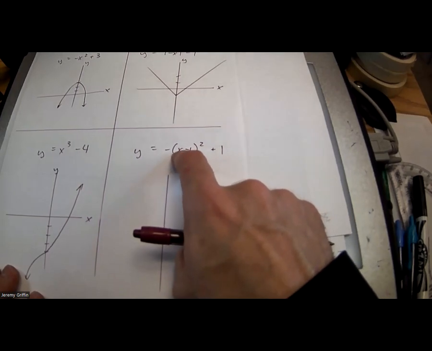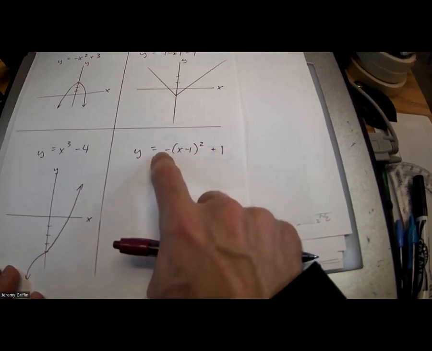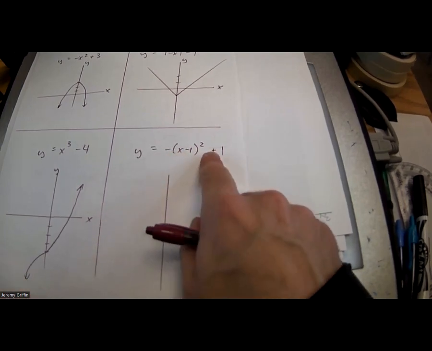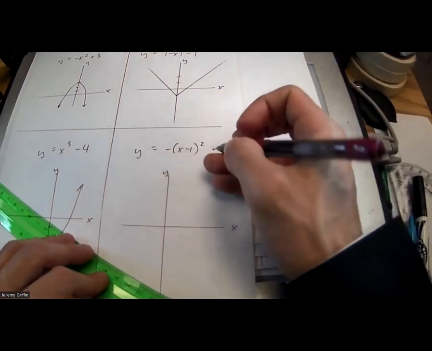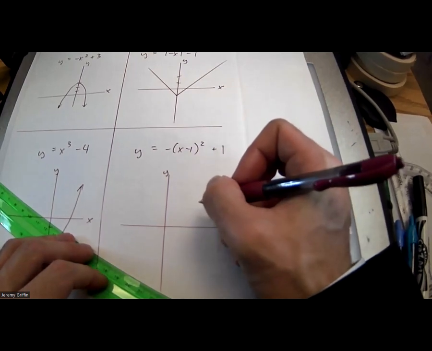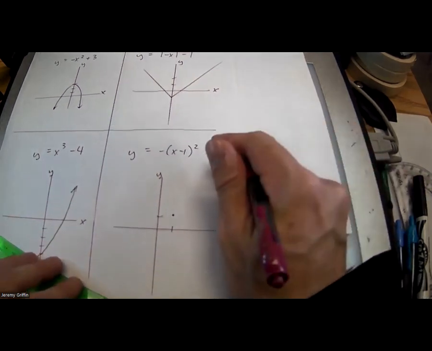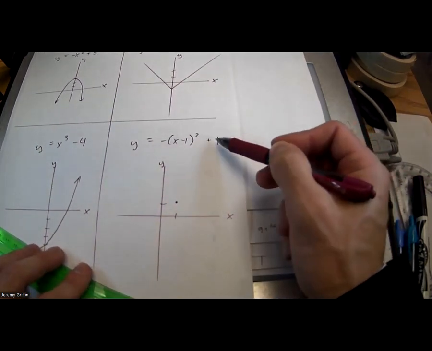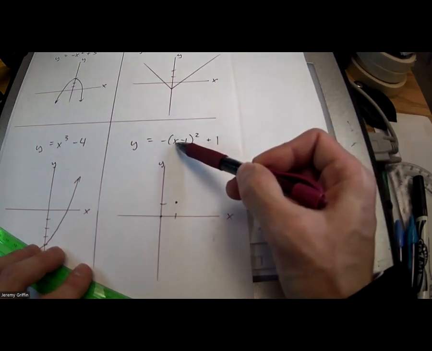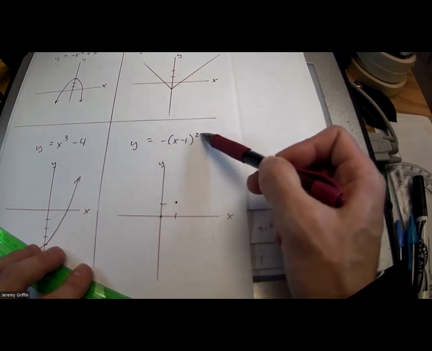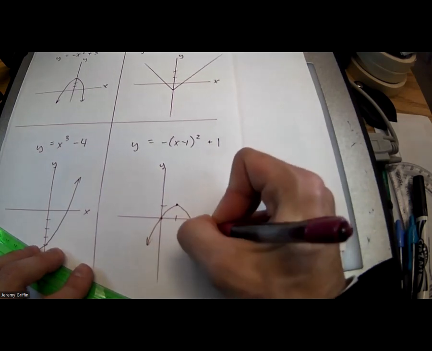What would this look like? Okay, so we got a parabola shifted to the right 1 unit, flipped upside down, and then shifted up 1. A few manipulations, but so upside down parabola. I think it would go through the origin too, wouldn't it? Because you plug in 0, this becomes 1 squared, it's 1 negative. Yeah, it sure would. So this is exactly what this looks like.